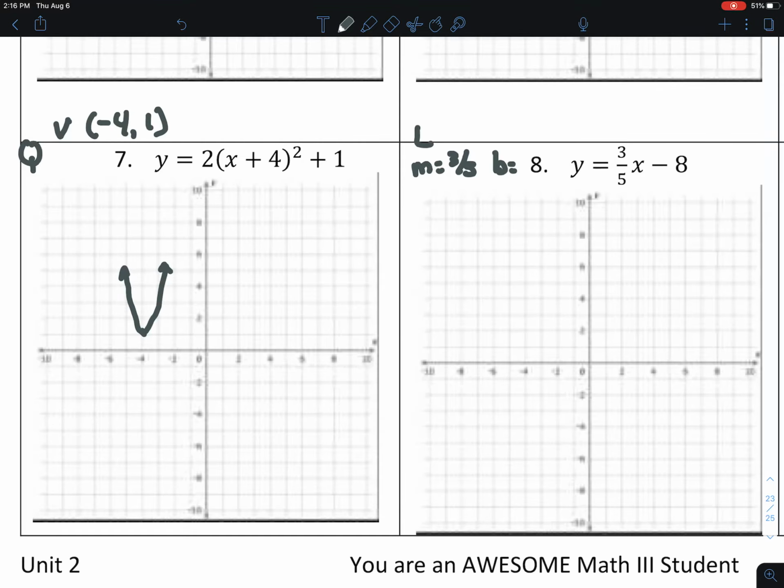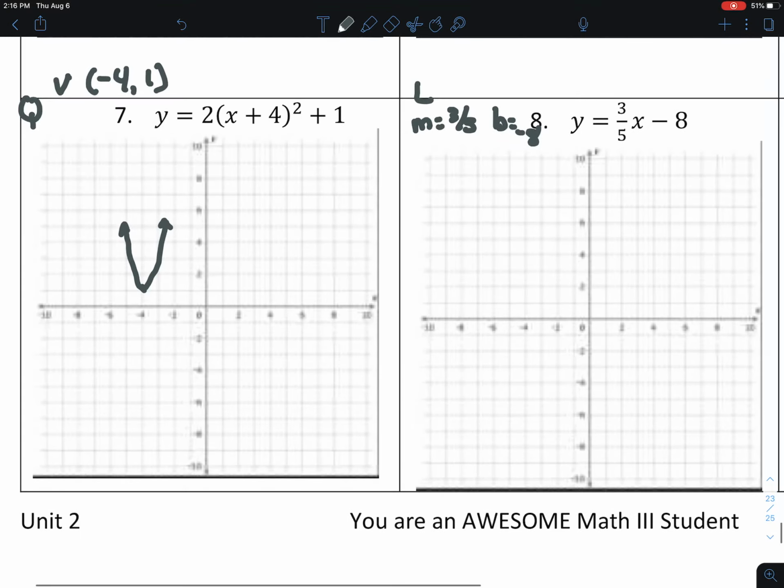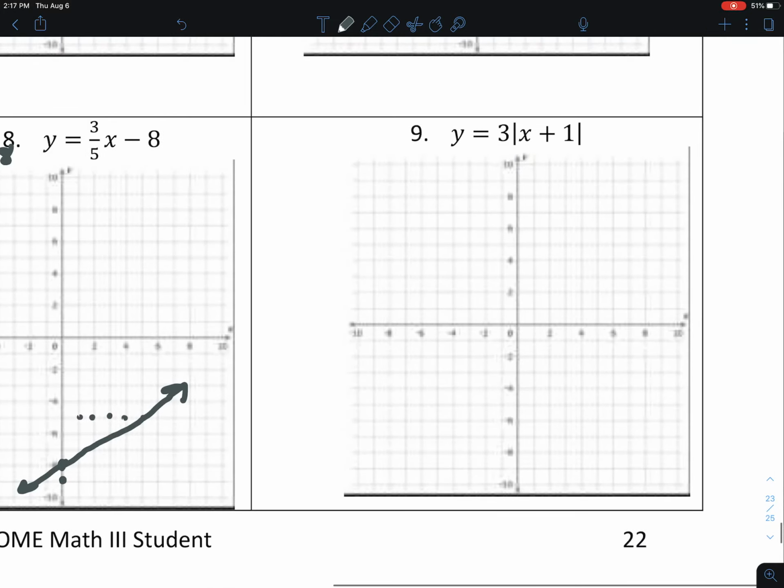Again, this is linear. It has a slope of 3/5 and a y-intercept of -8. So we go down to -8, and then we go up 3, 1, 2, 3, and over 5, 1, 2, 3, 4, 5. And we got that. You can also sketch these on your calculator to see what they look like.